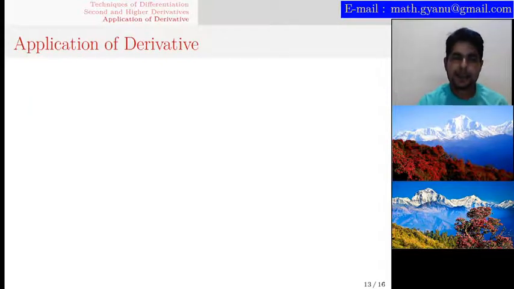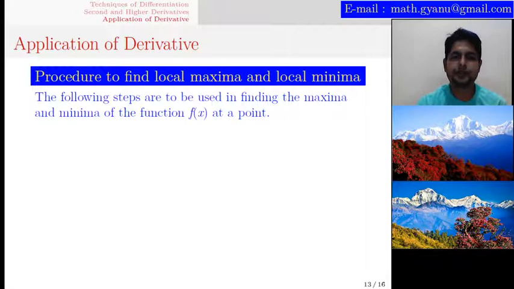Now we start another chapter, application of derivatives. In this topic, we especially discuss the maximum and minimum values, local maxima and local minima of a continuous function. Procedure to find local maxima and local minima: the following steps are to be used in finding the maxima and minima of the function f(x) at a point. First step, compute f prime x and f double prime x. That means first derivative and second derivative.